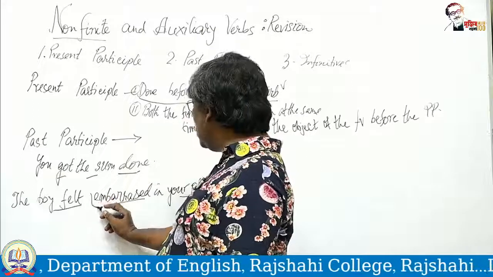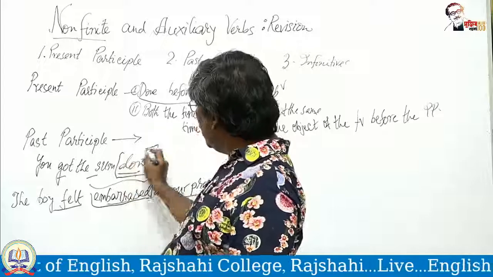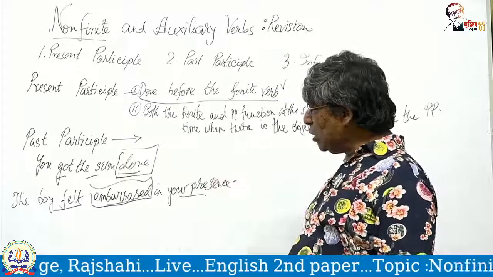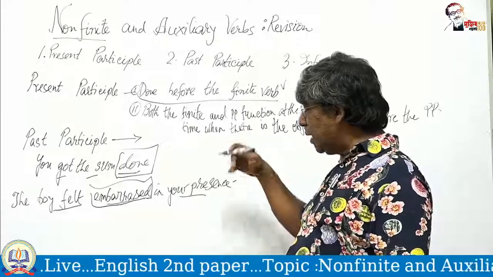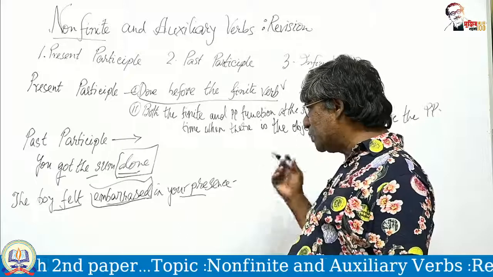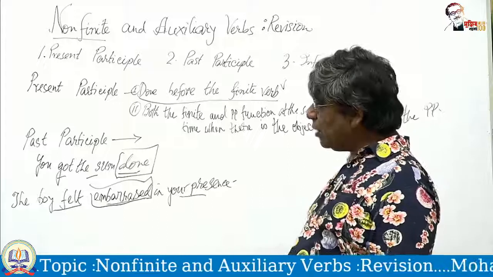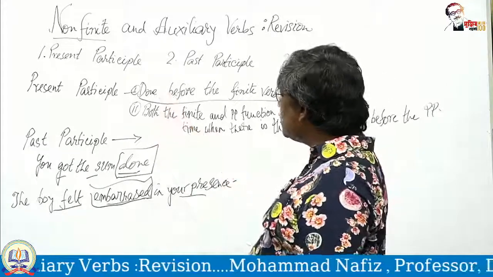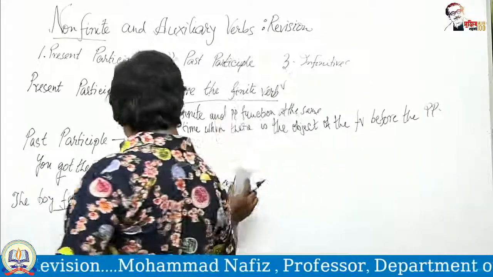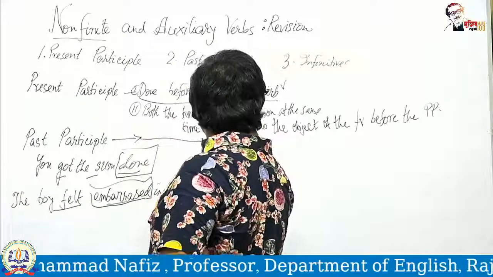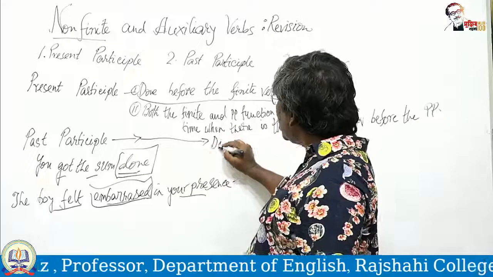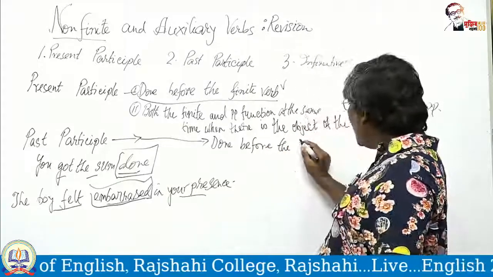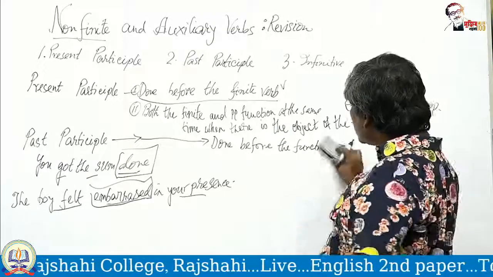Look, both embarrassed and done are the past participle forms of the verbs do and embarrass. In both of the cases, you see the non-finite verbs, the present or the past participles, function before the function of the finite verbs got or felt. So, like the use of the present participle, we can say that past participle verbs are also done before the function of the finite verb.